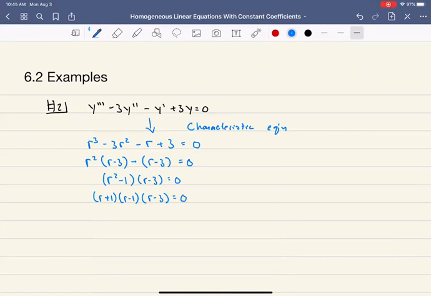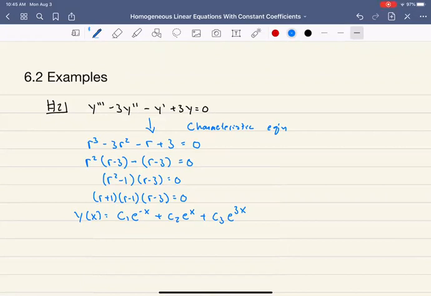So then we get our y of x equals c1 e to the negative x plus c2 e to the x plus c3 e to the 3x. So that's the general form of our solution.